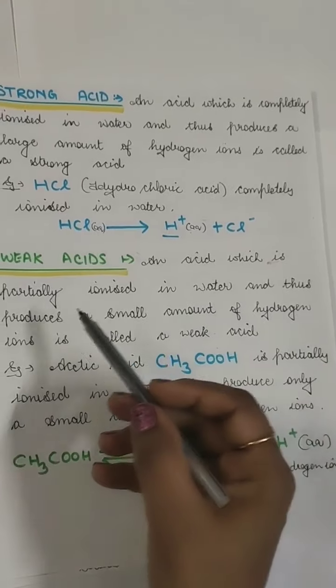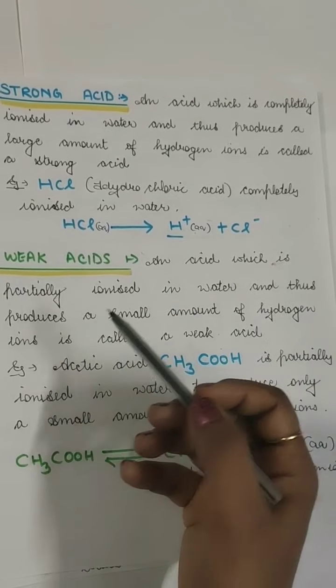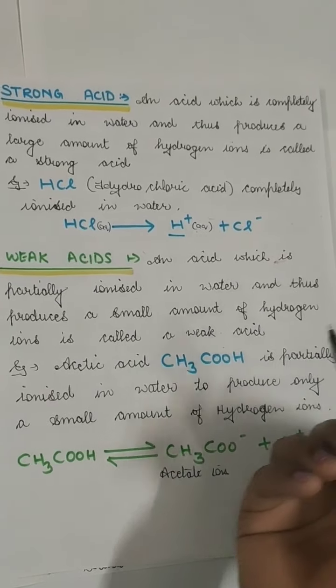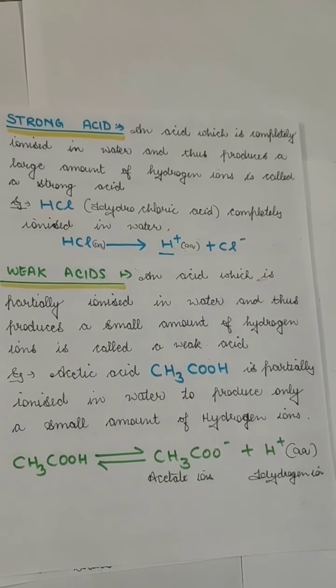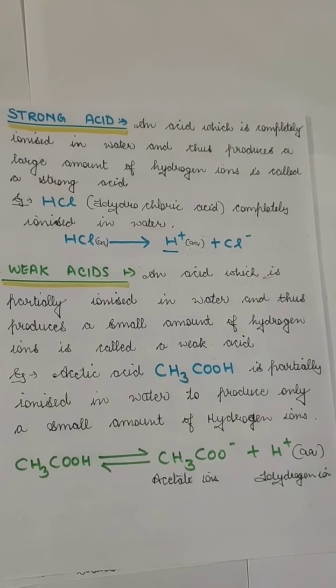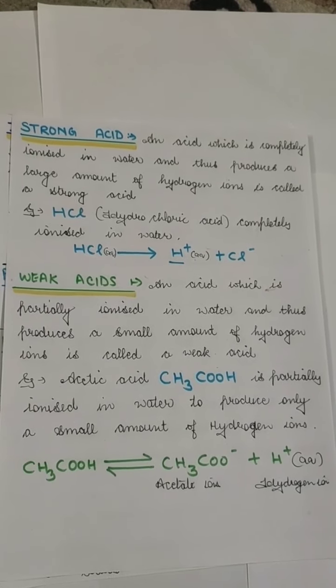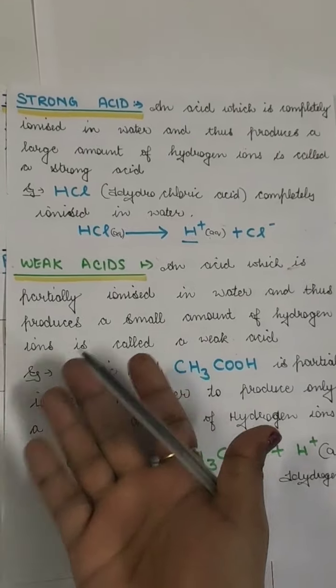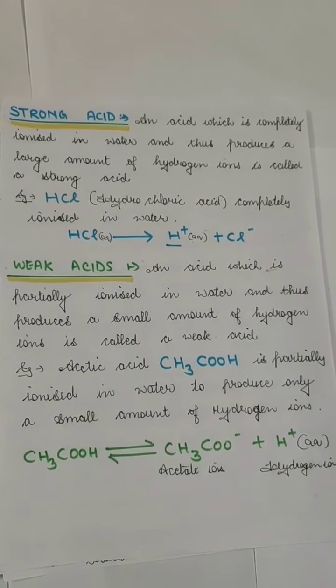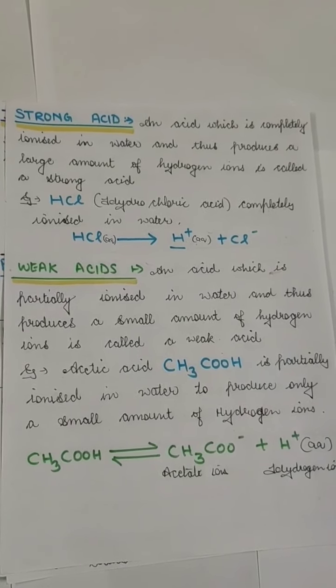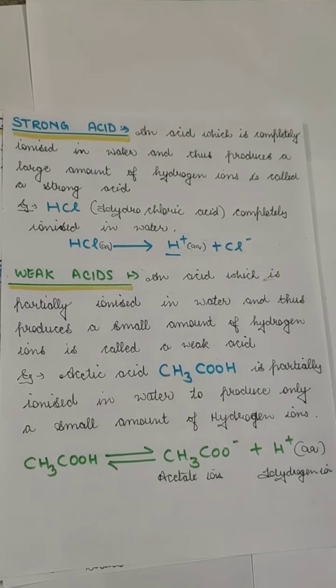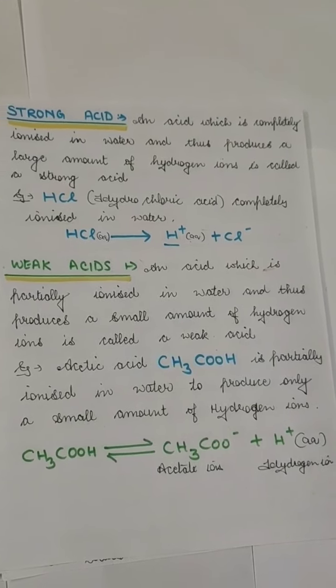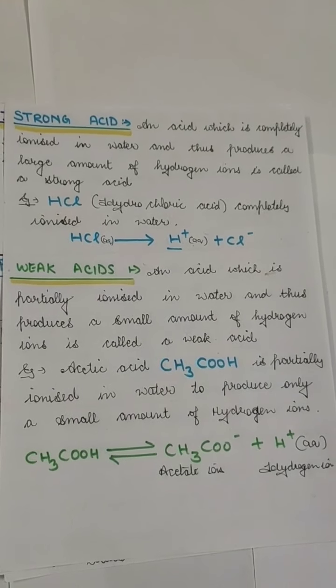An acid which is partially ionized in water and thus produces a small amount of hydrogen ions is called a weak acid. That means it does not ionize completely but partially. They are called weak acids. So all the acids which we can consume are called weak acids, which do not release hydrogen ion completely but partially. And strong acids are very, very strong because they dissociate all the hydrogen ion completely.